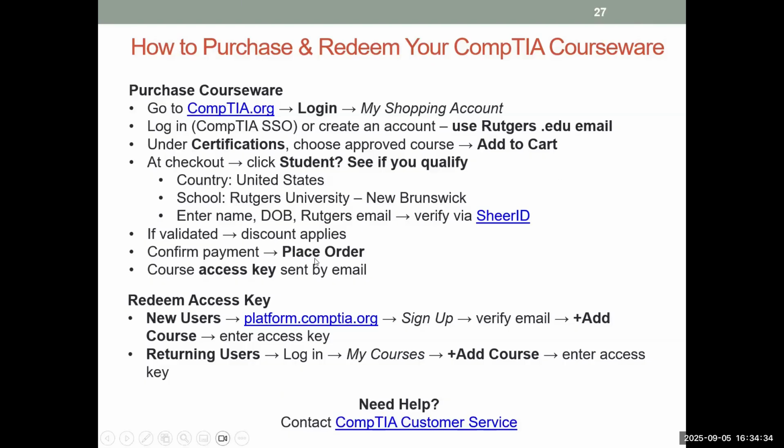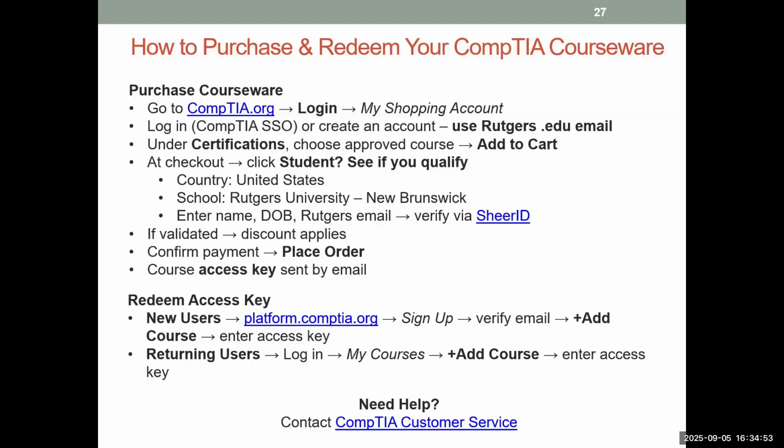You can confirm payment, place your order, and then you're going to get the access key. Then you're going to redeem your key by going to this address, platform.comptia.org, where you're going to add the course and go ahead and start your coursework.